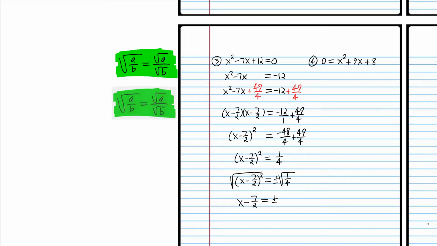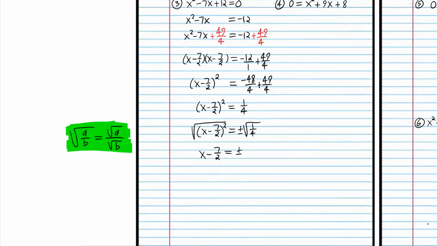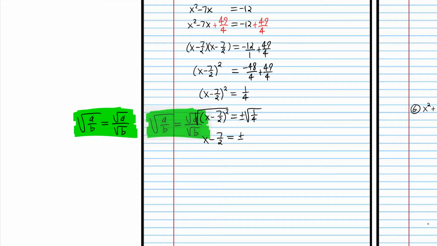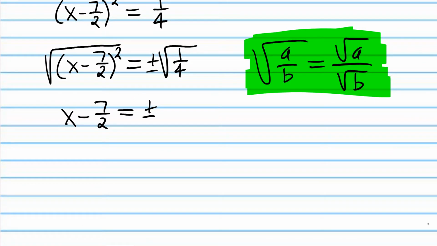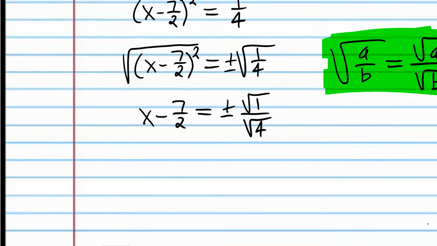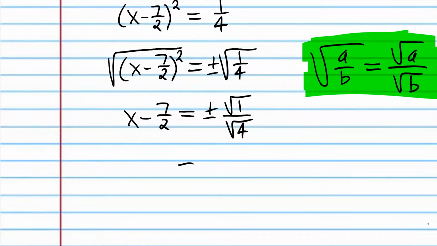I'm going to bring that down. Again, you should know that without me having to bring that formula down there, but I just want to remind you where that comes from. You square root the numerator and you square root the denominator. Now the square root of 1 is just going to be 1, and the square root of 4 is 2.